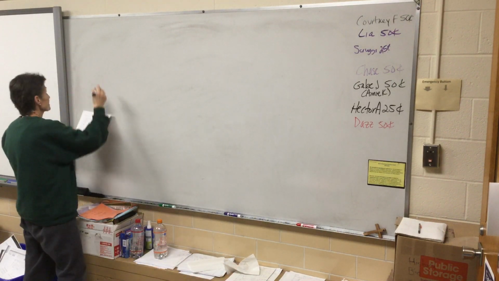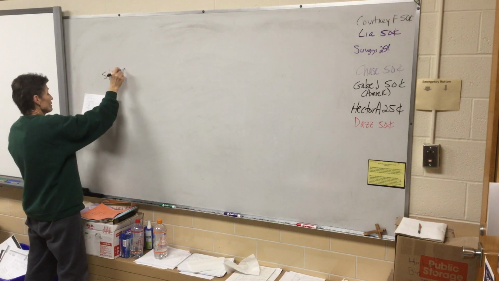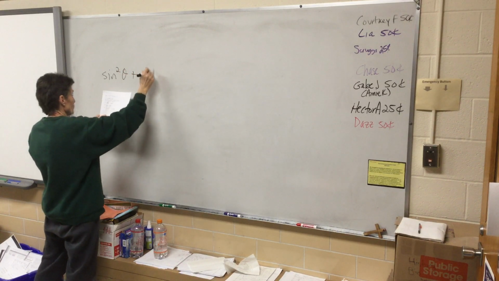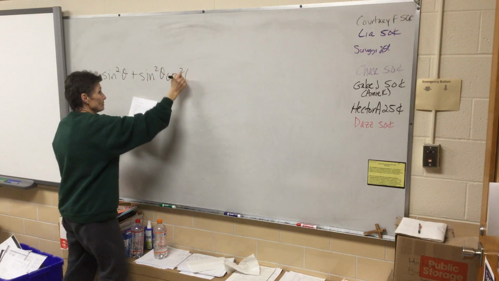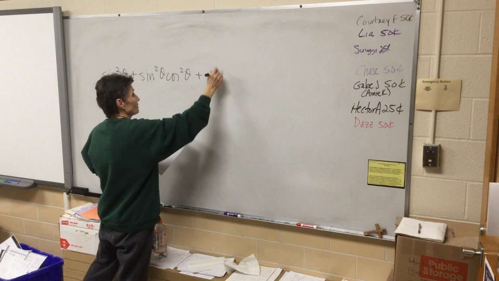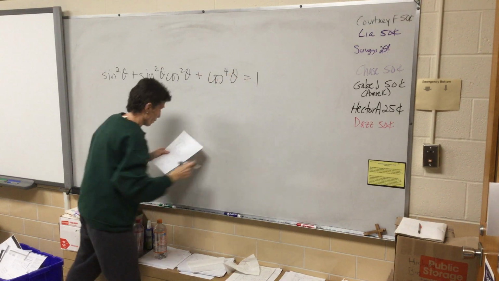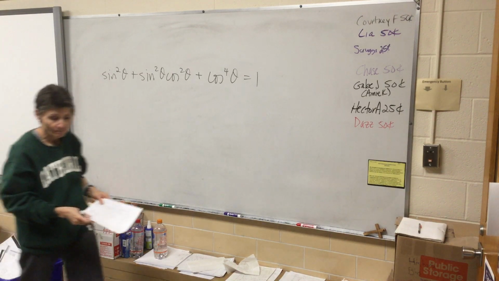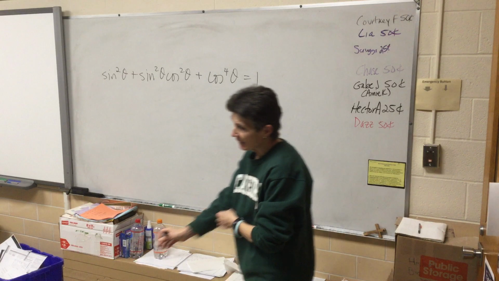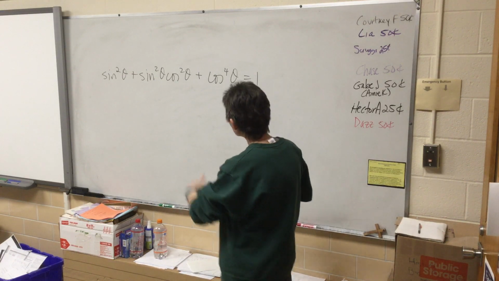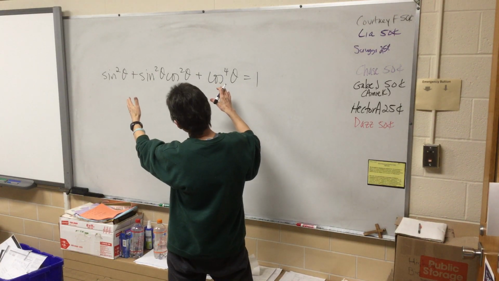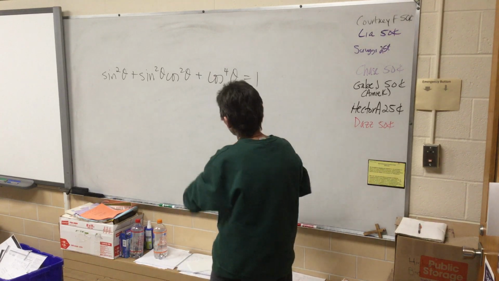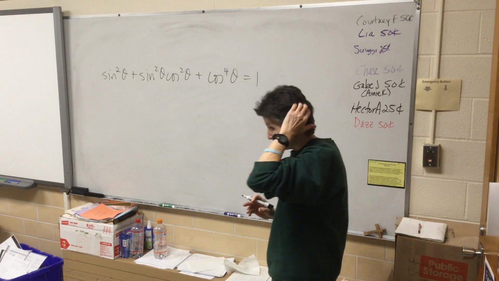All right, how about this? Sine squared plus sine squared cosine squared plus cosine to the fourth equals 1. Let's make sure I copied it right. All right, somebody give me an idea. Obviously, all that stuff's got to go away, and you got to end up with just 1. So what might be a good plan?